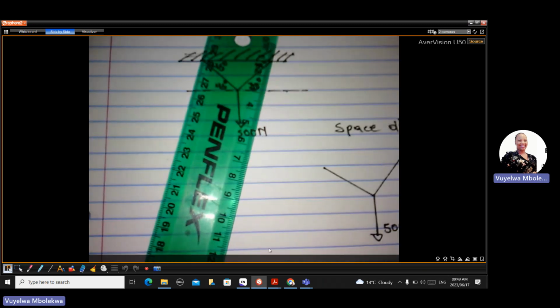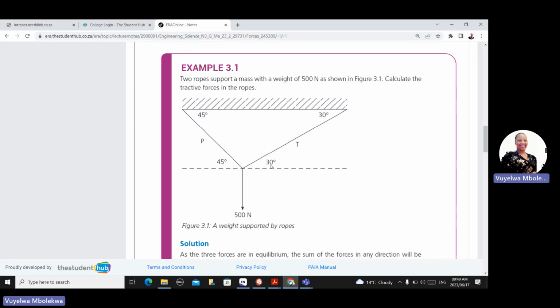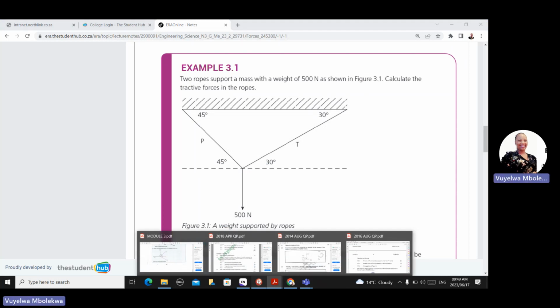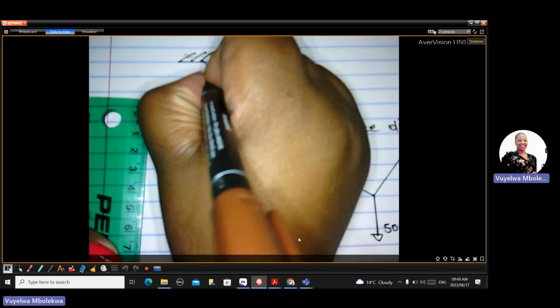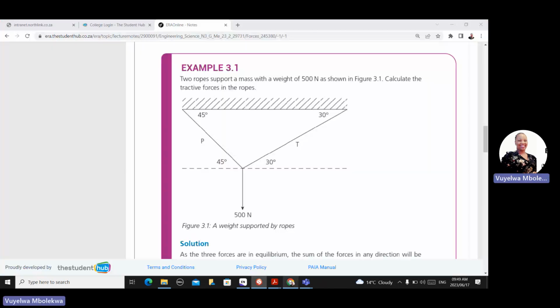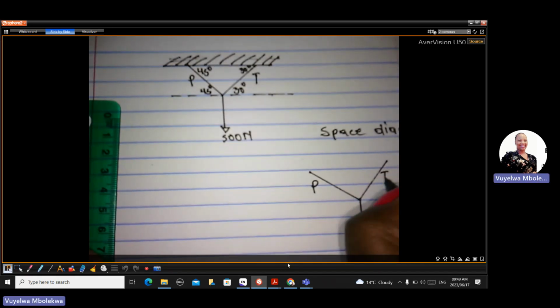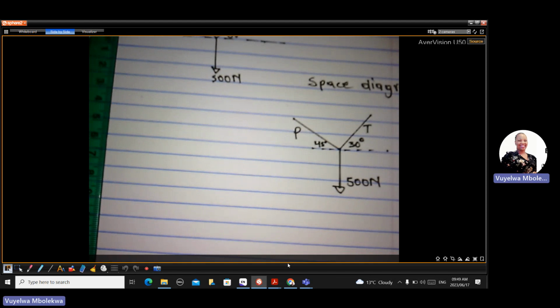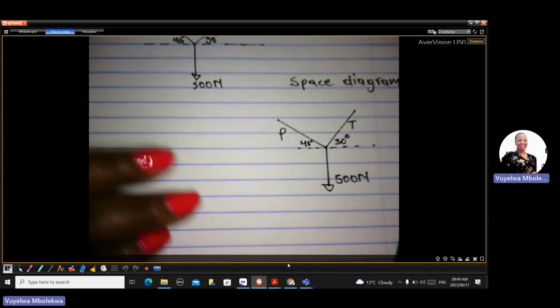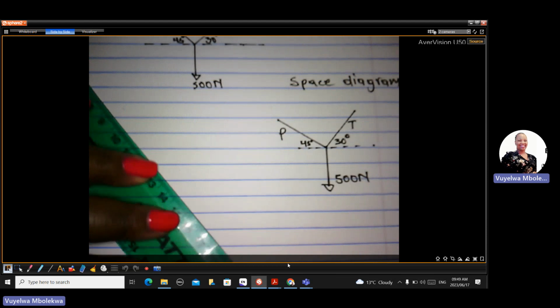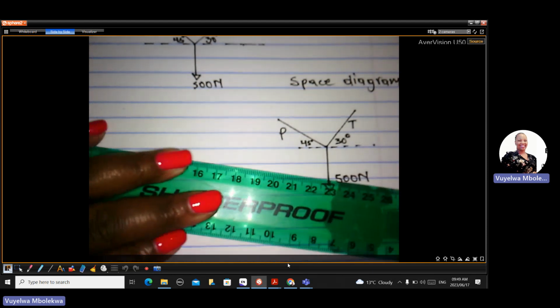Didn't I leave out the labels? Yes, force P and force T. So this was force P, that is force T. Let me just double check. Yes, T is this one. So here you have force P, here you have force T, and force T makes 30 degrees and force P makes 45 degrees. Okay, clear enough.